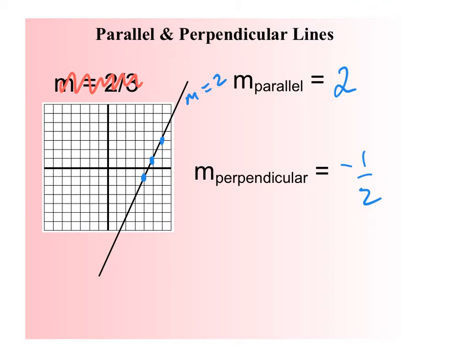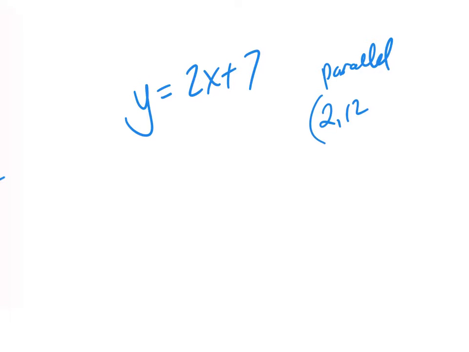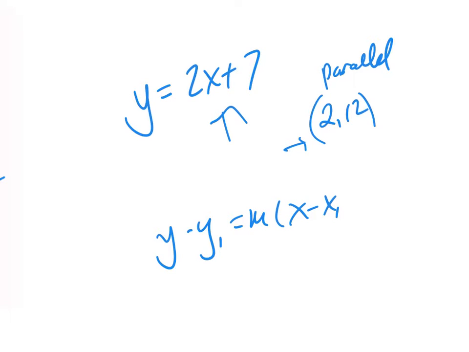Okay, so here's a typical question. Here's an equation. I want you to make me an equation that's parallel to this one, but goes through the point 2, 12. It needs to be parallel to this one, and it needs to go through the point 2, 12. Hint: y minus y1 equals m times x minus x1 is called point slope. I just gave you a point, and I told you what slope I wanted by saying parallel.